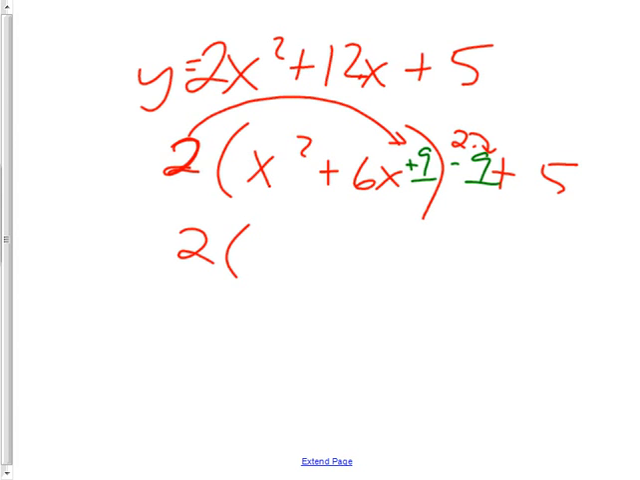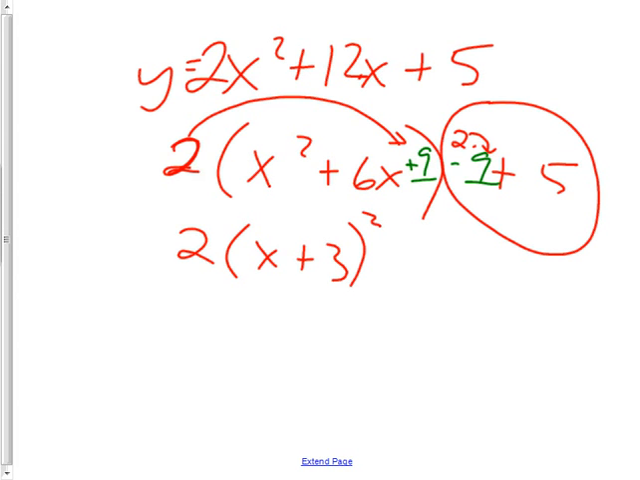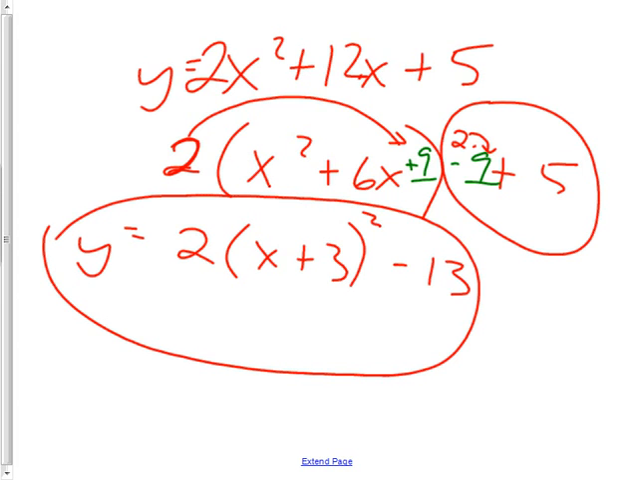Okay, so then it's 2, and then you have parentheses x plus 3 squared, and then these leftovers would make negative 18 plus 5, which would be negative 13. Thank you. There we go. So now it's in vertex form. Any questions about that? All right, last thought is on factoring.